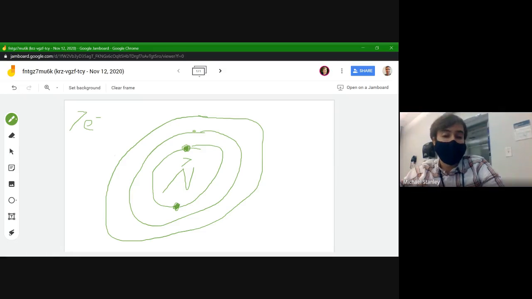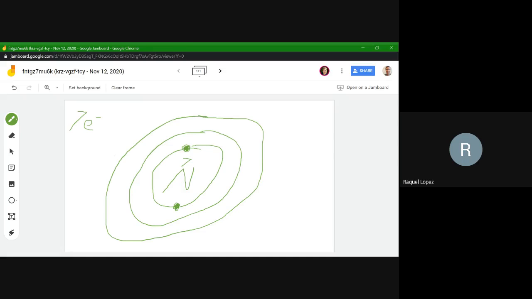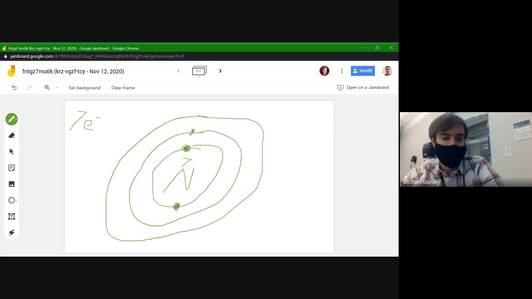So can we fit all 5 electrons on the second ring? Yes. Yes, bingo. That is correct. 1, 2, 3, 4, 5. So 2 on the first ring and 5 on the second ring, because like we've been saying, we can fit up to 8 electrons on the second ring. So 5 fit on there just fine.